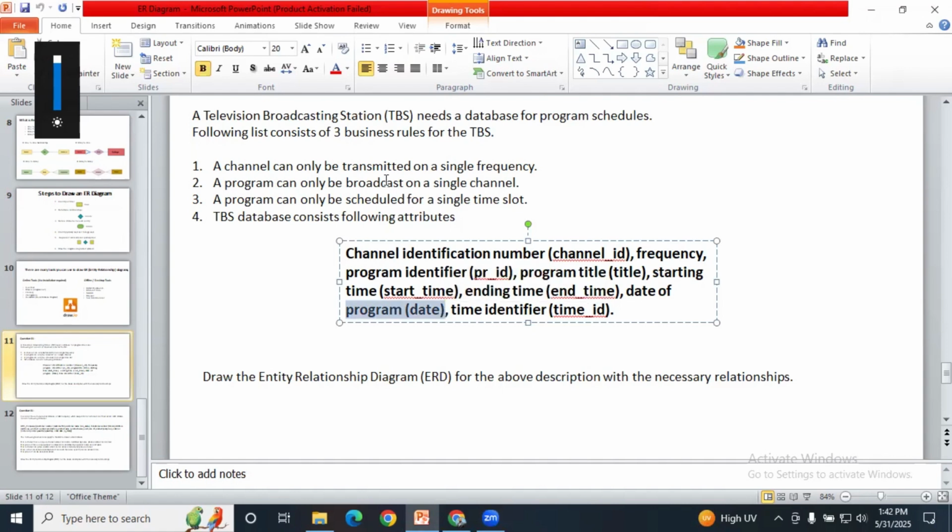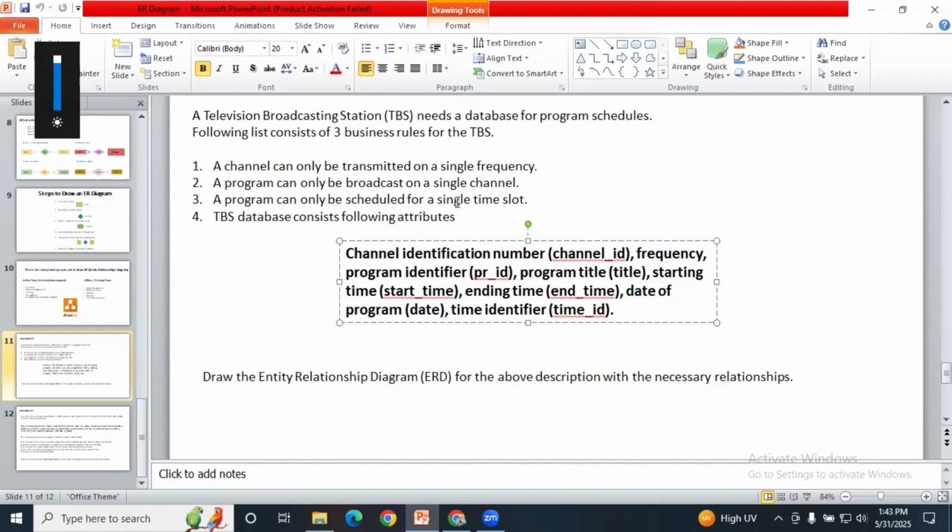Okay. The scenario gives some hint, some little word of the entity. So you can identify that it goes for the program entity. In here, you can check program identifier. So PR ID goes as an attribute for the program entity, and program title goes for the program entity, and date of program. So you can get date as an attribute that goes for the program entity.